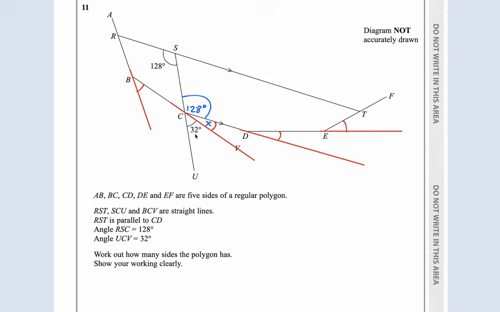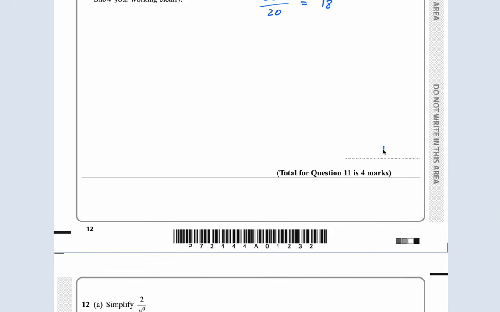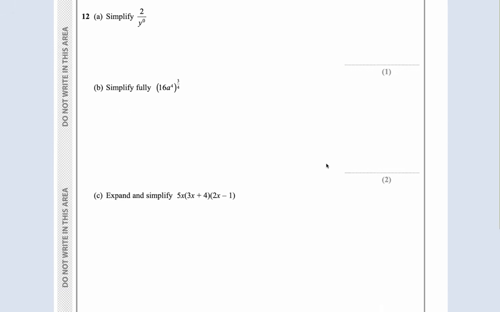If this is 128 and this is 32 and this is a straight line, they need to add up to equal 180. So 128 plus 32 plus X equals 180. Some quick maths here, guys. This is 160. X has to equal 20 degrees. So if X is 20, I just then go 360 divided by 20 is 18. Therefore, the polygon has 18 sides. So this is 18.